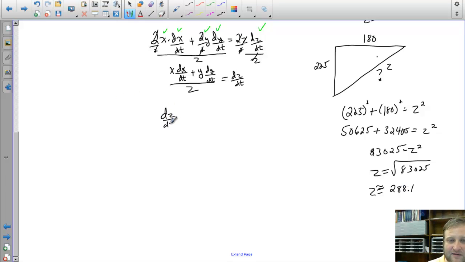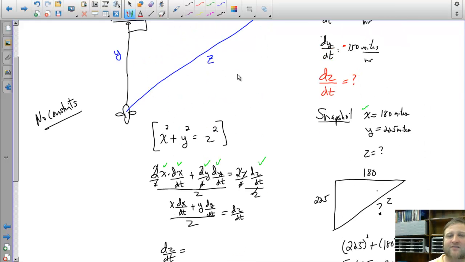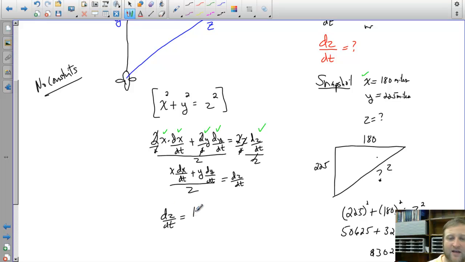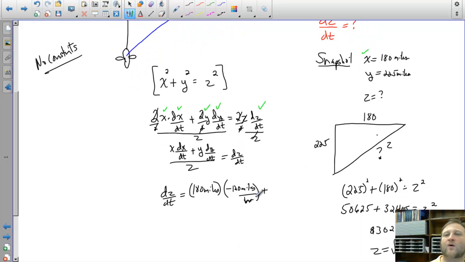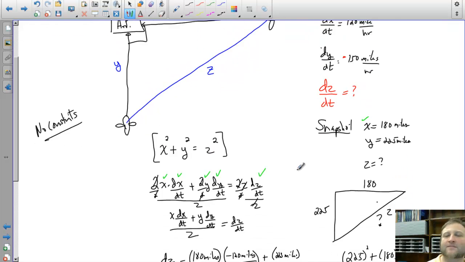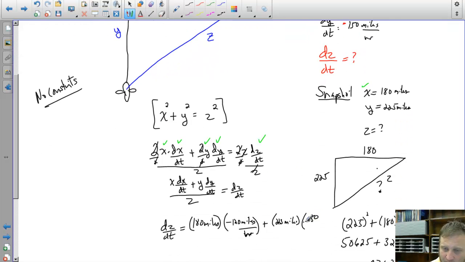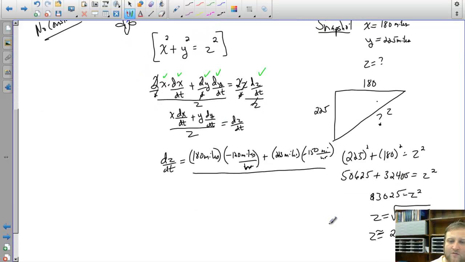So plugging in for dz/dt, solving for dz/dt, we would have x, but x in this circumstance is equal to a value of 180 miles, times dx/dt, and notice this is going to be a negative 120 miles per hour, plus y, and y in this circumstance is 225, times dy/dt, which is negative 150 miles per hour, and this will be all over a value of approximately 288.1 miles.